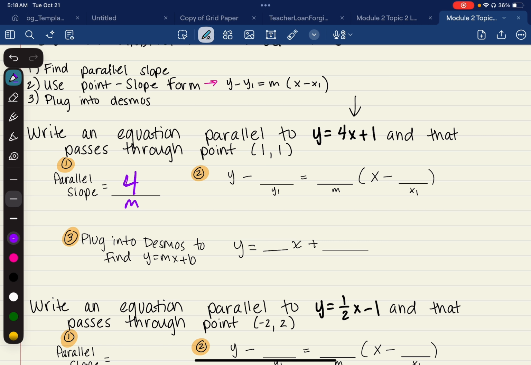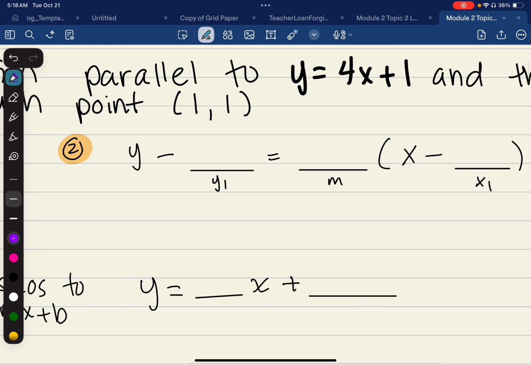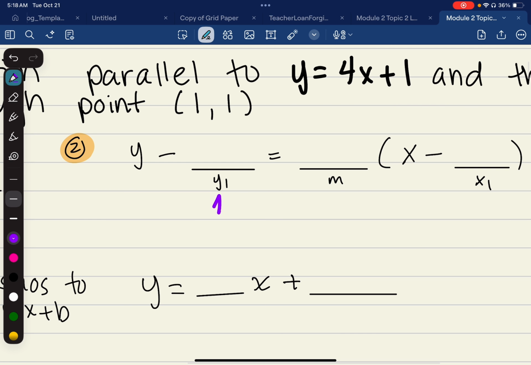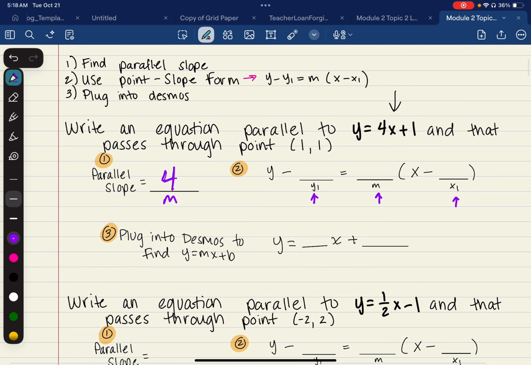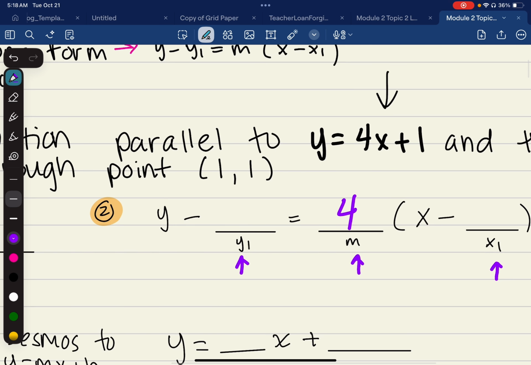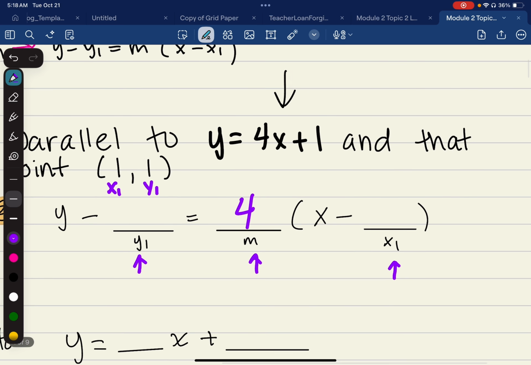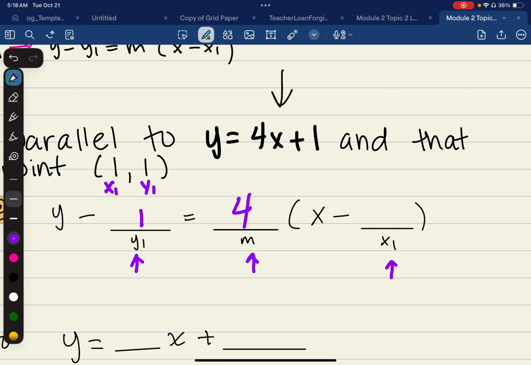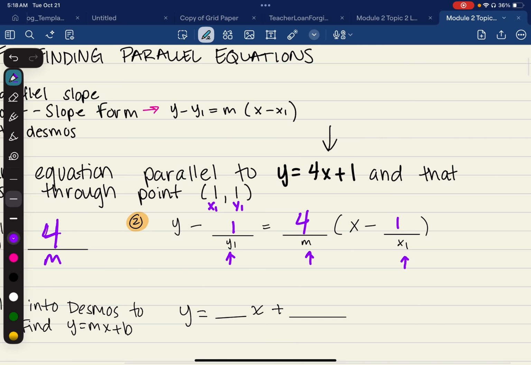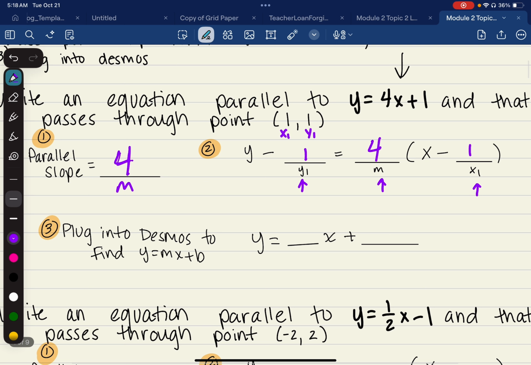All right, next, I need to go to this step. I need to plug it into point slope form. So what do I need to know? I need to know my y1, my m, and my x1. That's super easy. Well, here's my m. I know my 4 goes there. And then here is my x1, and here's my y1. So we're just going to plug it in those spots. So y1 is 1, and then x1 is 1. Bam. Okay, step 3 says, plug it into Desmos to find y equals mx plus b.